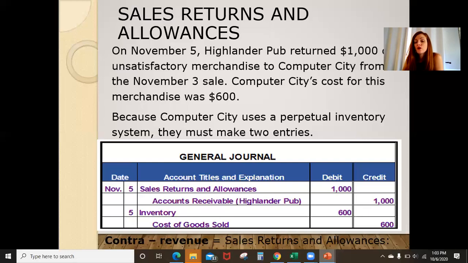They originally owed us $2,000, now they only owe us $1,000. So we need to reduce our accounts receivable. And that sales returns and allowances is reducing sales, remember, like we saw on that income statement. Well, that also means that we have brought back $600 in inventory. So we're going to bump our inventory back up by $600 and we are going to get that cost of goods sold back to where it needs to be. So we're going to credit cost of goods sold for $600.